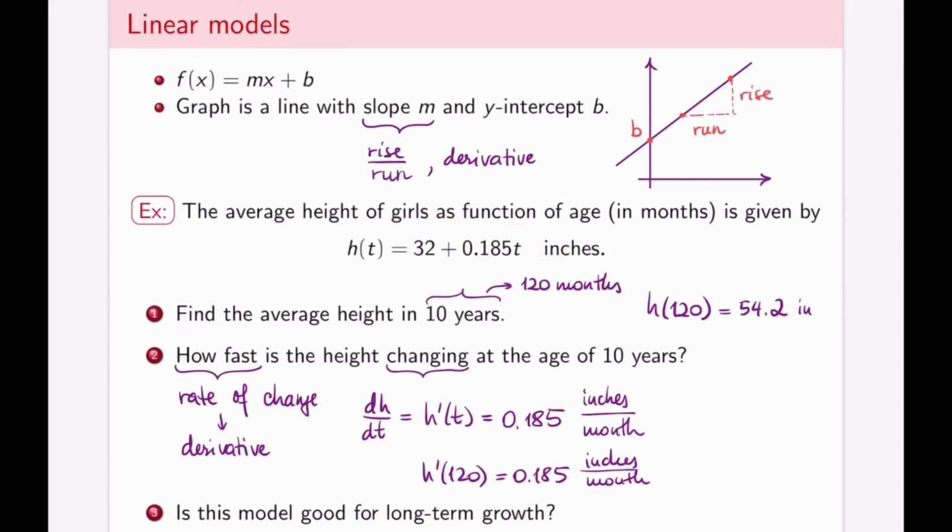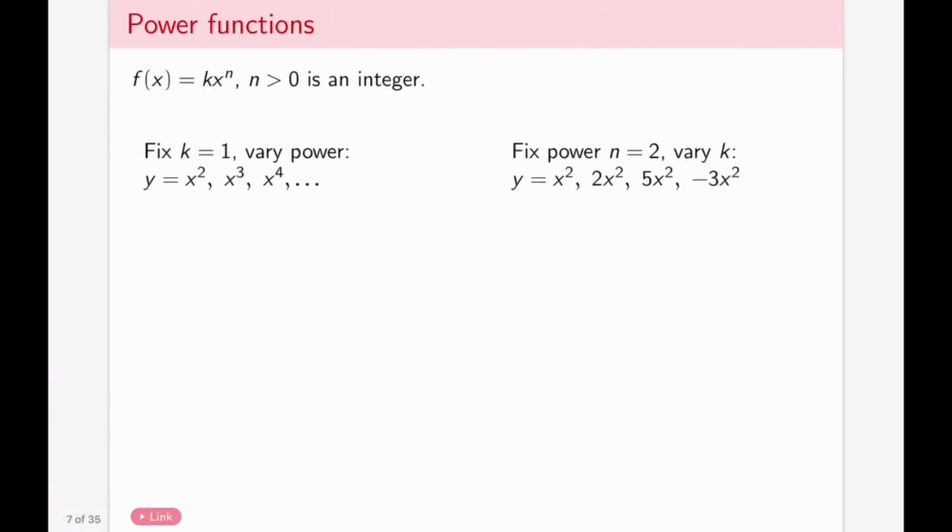This is true of many linear models. They are very good at modeling something on a short term, but not very good for something on the long term, which begs the question of what other models are there? The next step up are going to be power functions. Power functions are functions of this form, kx to the power n, where k and n are various constants, and we actually will assume that for now n is an integer and is a positive one at that. So we're not going to be looking at the reciprocal functions just yet.